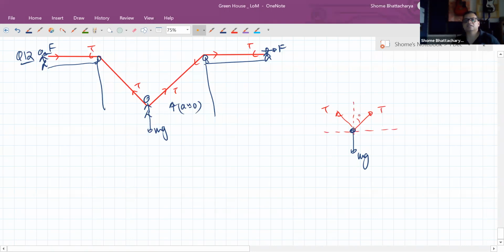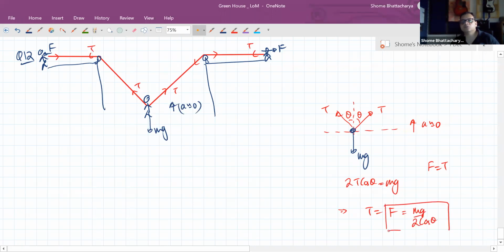Now let us say this angle is theta. So if the upward acceleration is tending to zero because he's moving very slowly, so you can see that 2T cos theta should be equal to mg. And whatever force you're applying, that is only the tension. So that tension equal to the force is mg by 2 cos theta. So now the only thing is, how do we find out the cos theta?